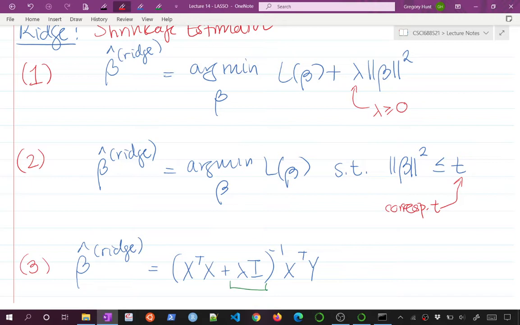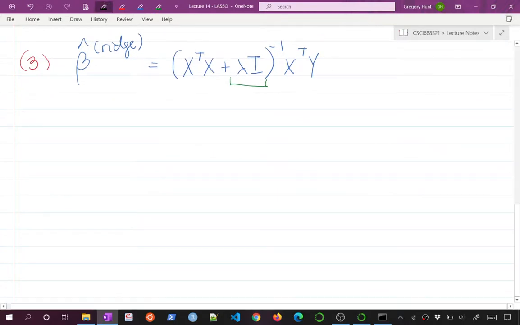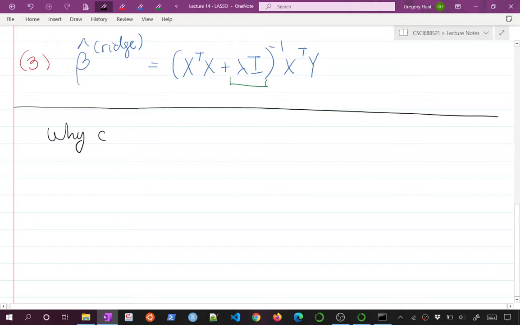So the question, I guess, that is begged here is, why is ridge regression called what it is? And we can give a little example of why it's called ridge regression.